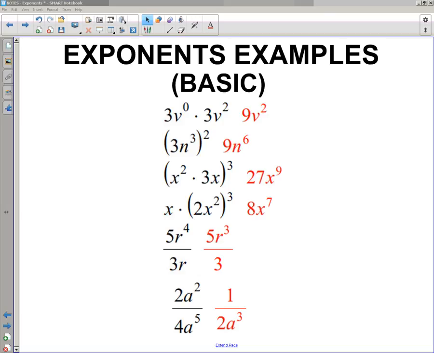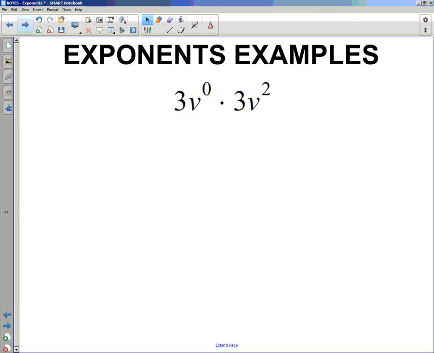I encourage you to do the same as you're writing these down in your notes and as you're working through problems on your own. So let's go ahead and get started with the first one. I think it's a good idea, especially when starting out, to put an exponent on anything that you see that does not have an exponent on it. So if there's not an exponent, there's an implied exponent of 1. So I'll go ahead and put a 1 on each of those 3's.